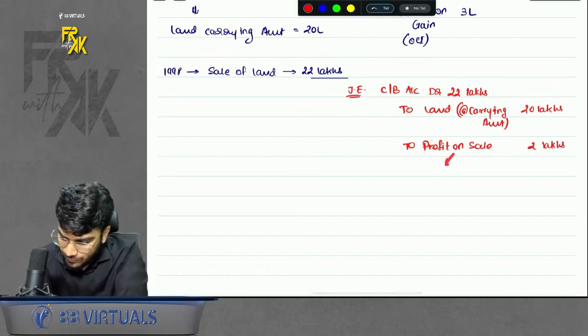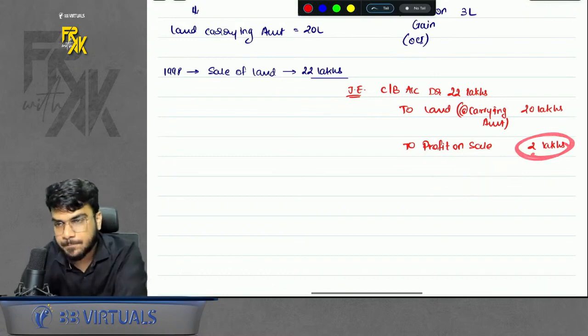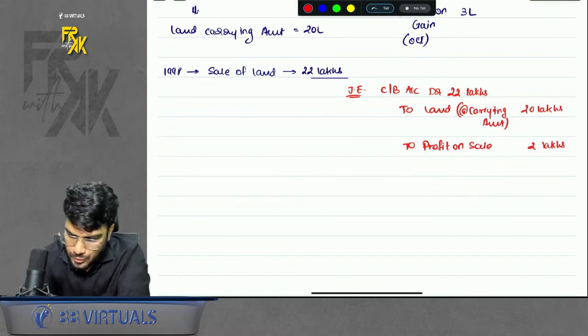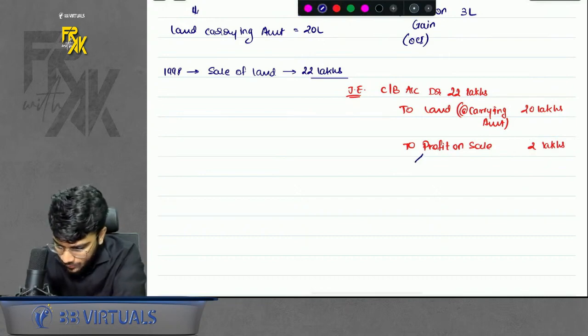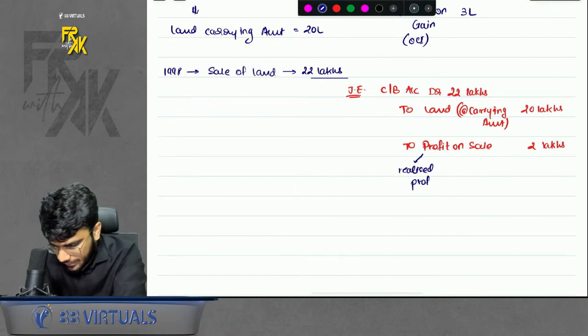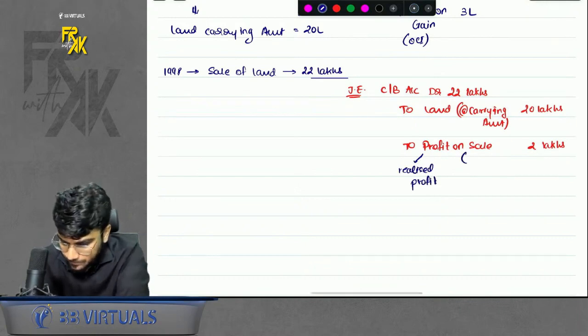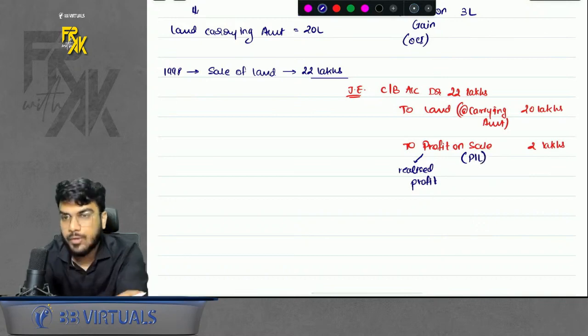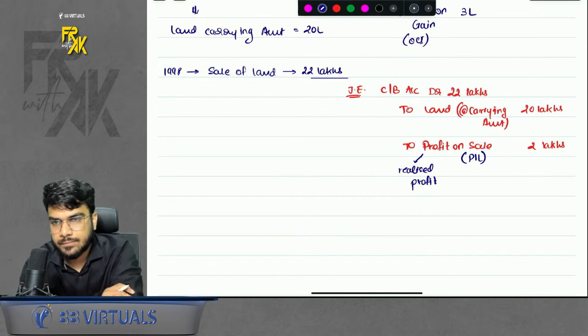Will this profit be reflected in profit and loss, or will this profit be reflected in OCI? What will happen to this profit? Do remember, don't transfer this profit to OCI. See, this is now a realized profit. You have in reality earned it. So it will be transferred to profit and loss.